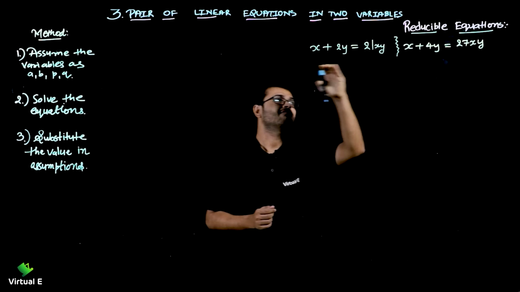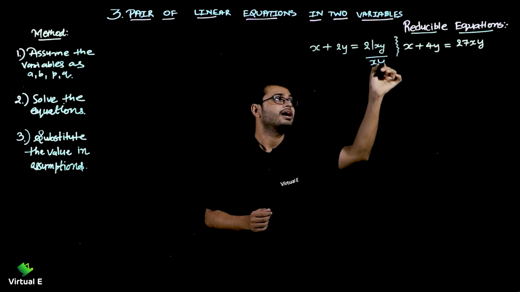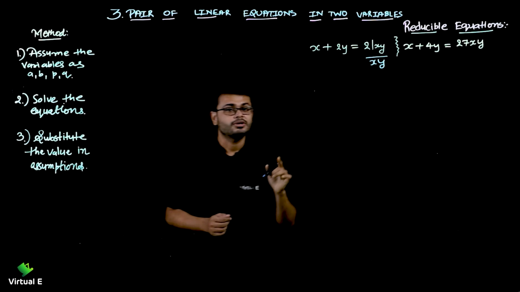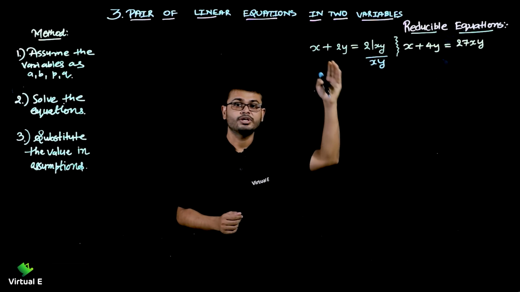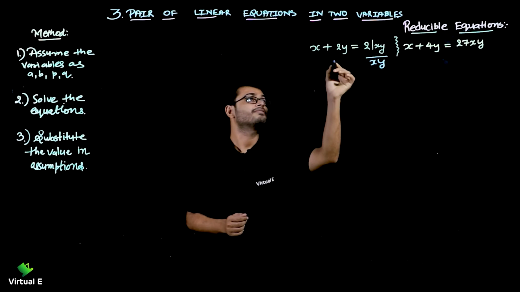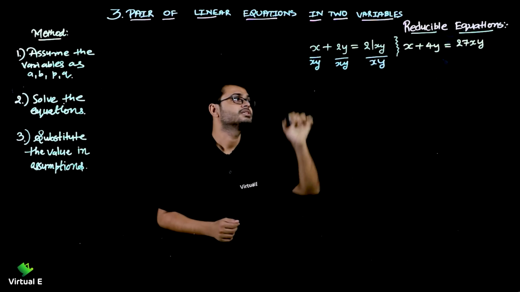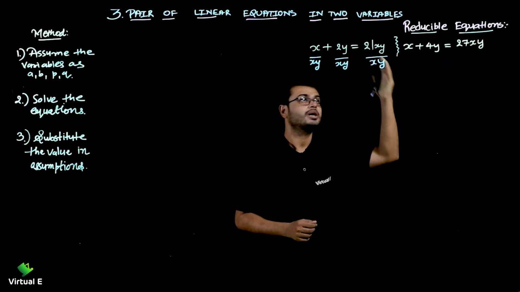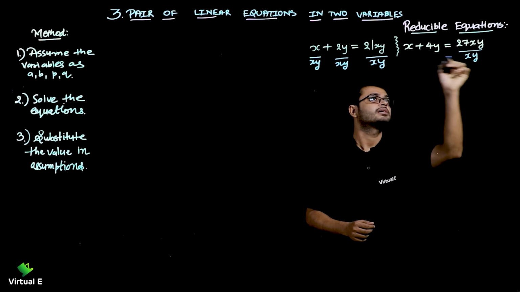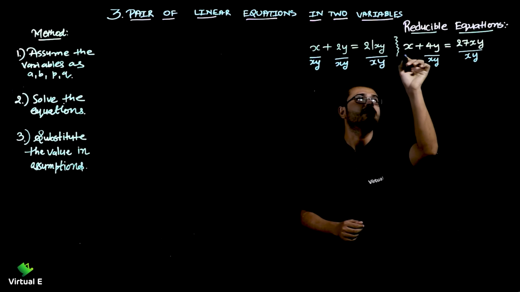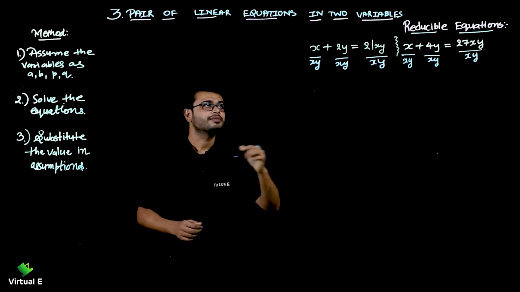I will be dividing every term by xy. But make sure you do the same for each and every term. You cannot do it for only one term. You need to do it for all of them. So I will divide over here as well and here as well. The second equation is also of the same form, so I am going to repeat the same steps: divide by xy, divide by xy, and here also divide by xy. So let's simplify it.